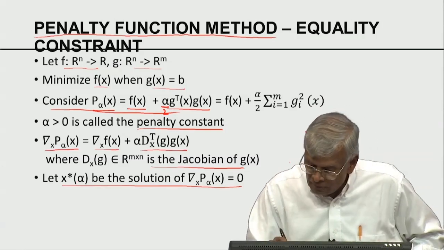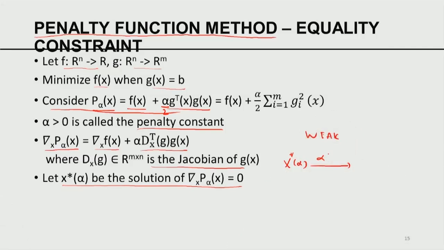If I took x star alpha and let alpha grow to infinity, it reduces to x star of the Lagrangian multiplier technique. In other words, the weak constraint solution converges to the strong constraint solution when the penalty parameter grows unbounded. Alpha goes to infinity. In other words, the problem is the same problem. You solved it two different ways. You formulated it in two different ways.